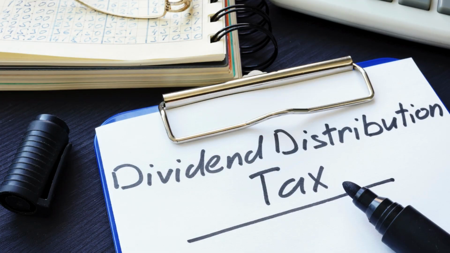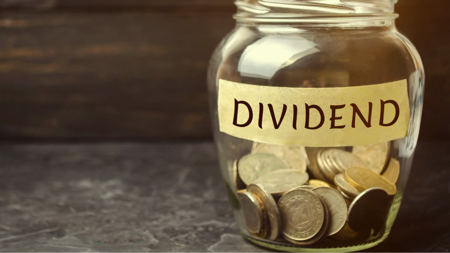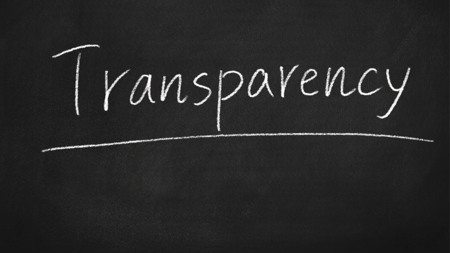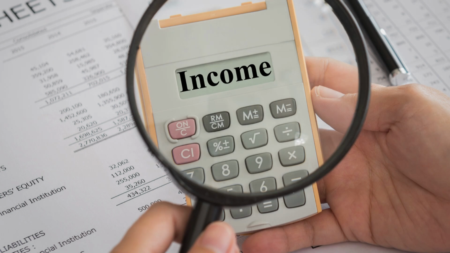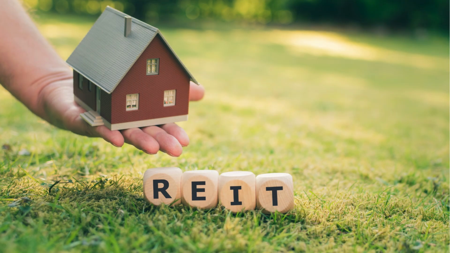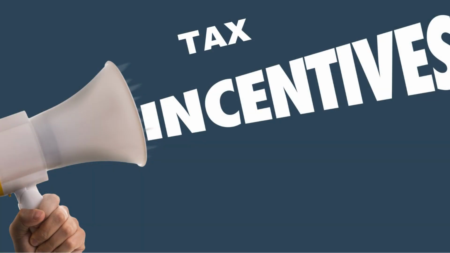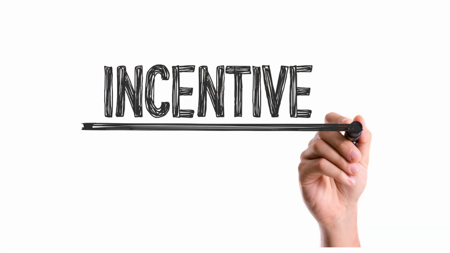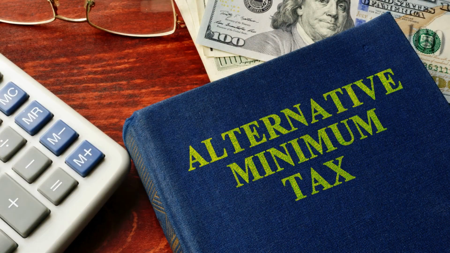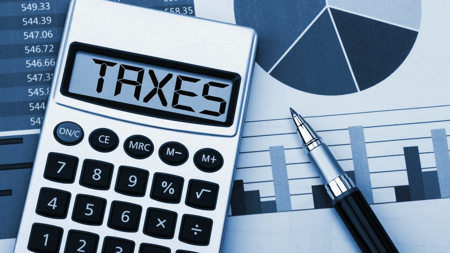These amendments included: Number 1. Exemption from dividend distribution tax (DDT). REITs are now exempt from paying DDT on the dividends distributed to their unit holders. Number 2. Tax transparency. REITs are now treated as pass-through entities, meaning that the income earned by the REIT is taxed only in the hands of the unit holders and not at the REIT level. Number 3. Tax incentives for sponsors. Sponsors of REITs are eligible for certain tax incentives, such as a concessional tax rate on capital gains and exemption from minimum alternate tax (MAT) on certain income streams.